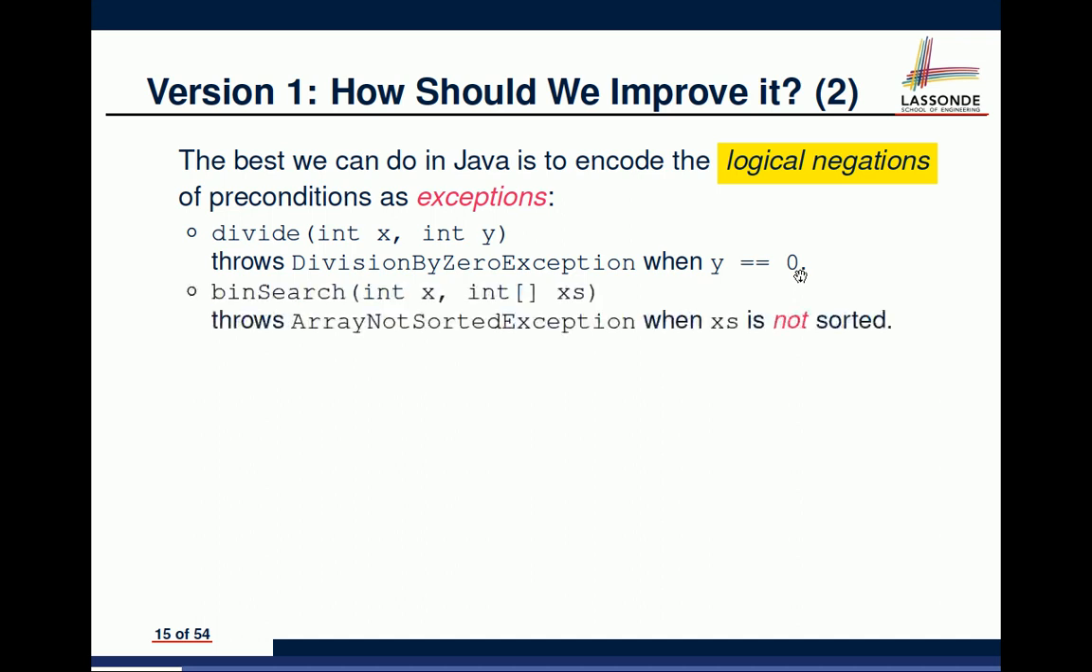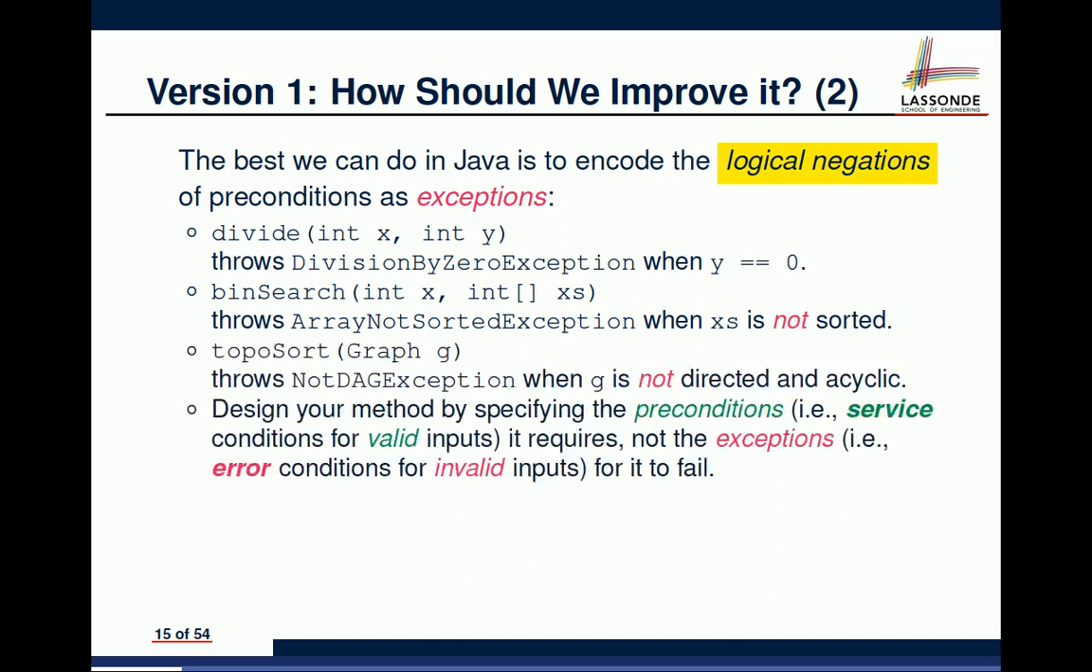And also you can do that. You want to throw the exception for binary search if it is not sorted, rather than saying, I will serve you for binary search if it is sorted, right? So compare the two versions over here, and also topological sort as well. Now, precondition, as I said before, is really about what valid inputs are, as opposed to, in the case of Java exceptions, what invalid inputs are. So they're different stuff.